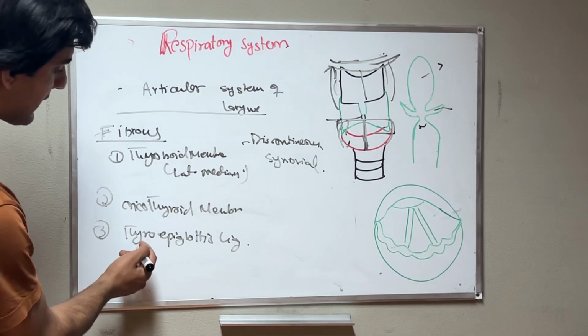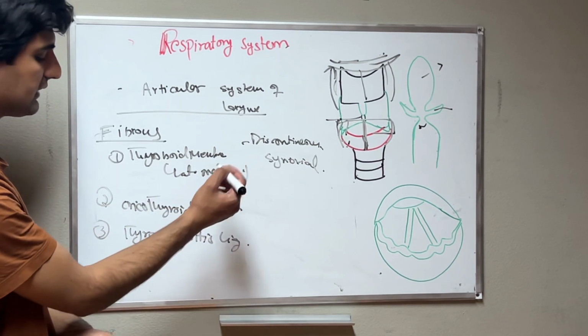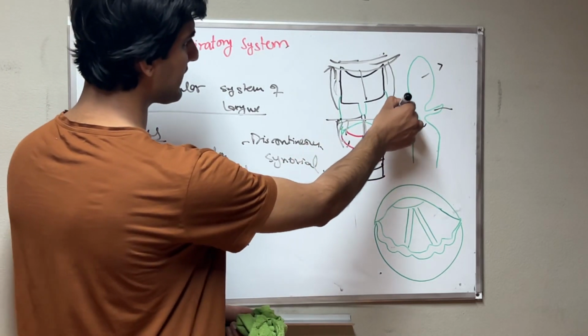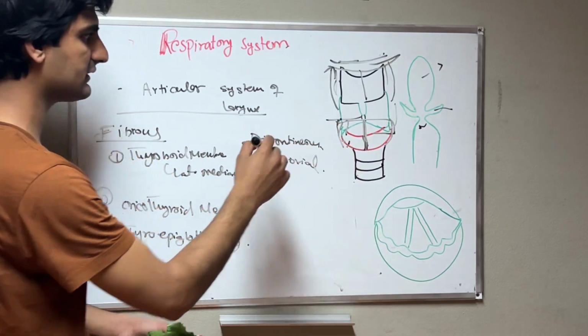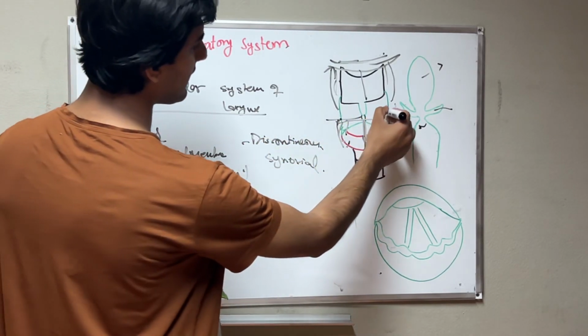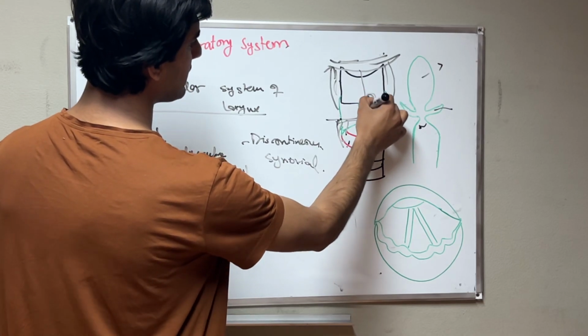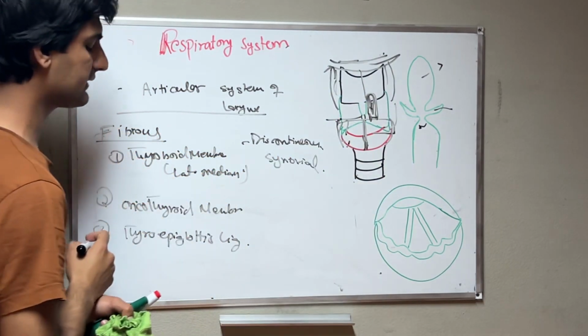Okay, and thyroepiglottic ligaments are the ligaments which are located from the thyroid to the epiglottis from the posterior. If you look, you can see this very easily: between the thyroid and epiglottis we have ligaments. It's called thyroepiglottic ligaments.